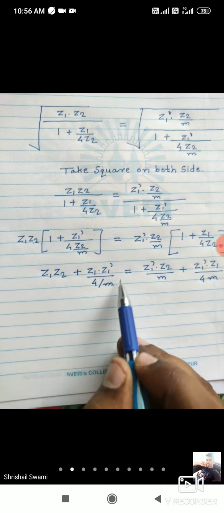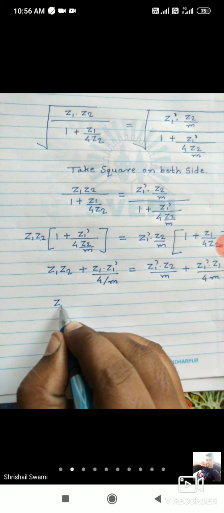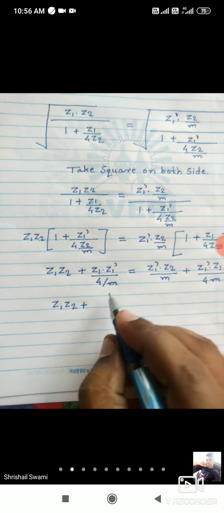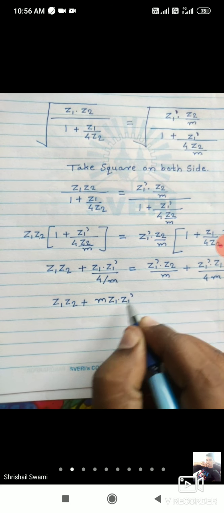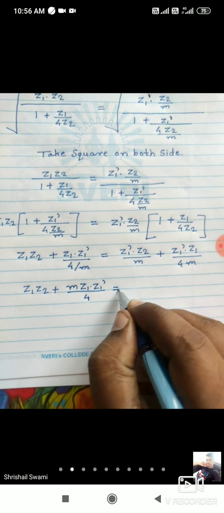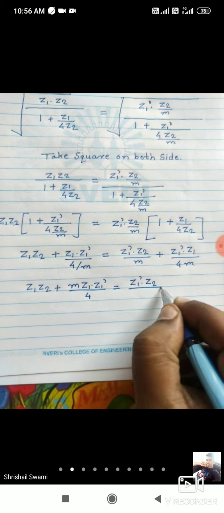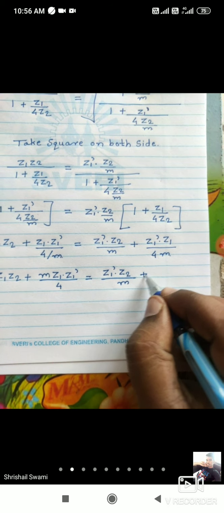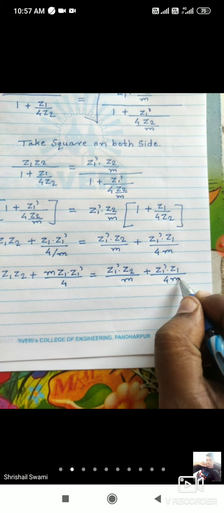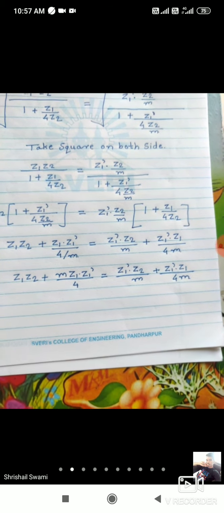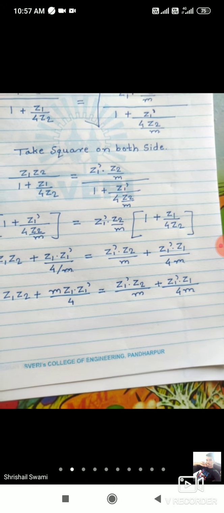So here the m will go into the numerator. हा m काय होणार आहे, न्यूमरेटर ला जाणार आहे. So here Z1 Z2 plus m into Z1 dash divided by 4. Here it is Z1 dash into Z2 divided by m plus Z1 dash into Z1 divided by 4m. So what we can do now, we are getting the expression for Z1 dash.